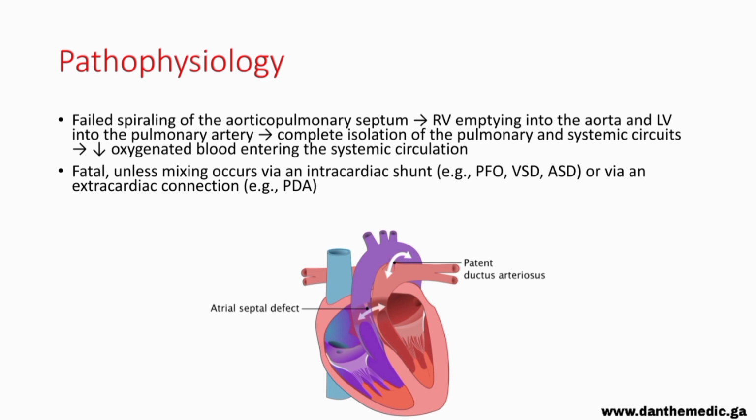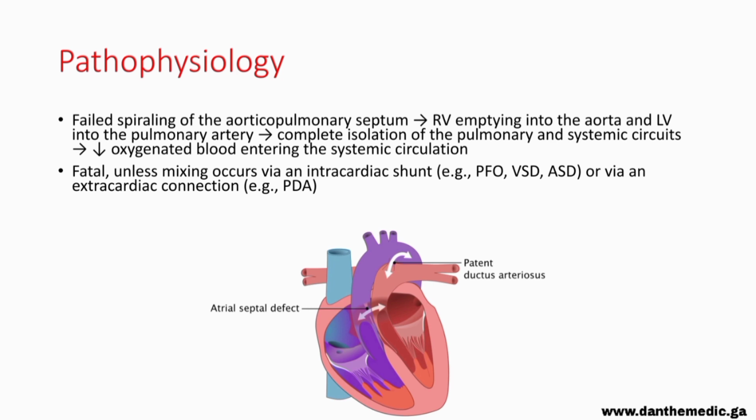So when there is failure of this aorticopulmonary septum to spiral, it can lead to transposition of the great vessels, which then results in complete isolation of the pulmonary and systemic circuits, thereby leading to decreased oxygenated blood entering the systemic circulation. And then also, like I said earlier, ventricular septal defect is associated with most cases of TGV. So it is due to this defect also that ventricular septal defect can occur.